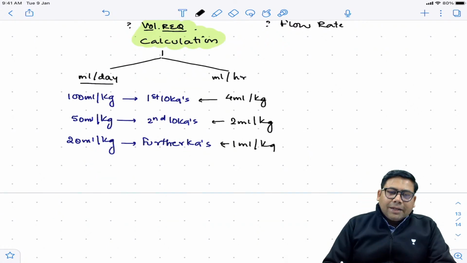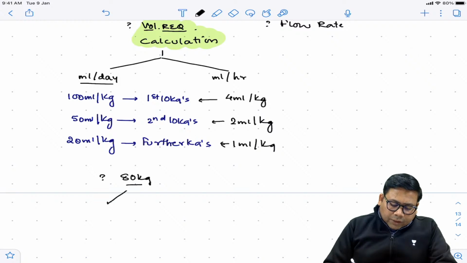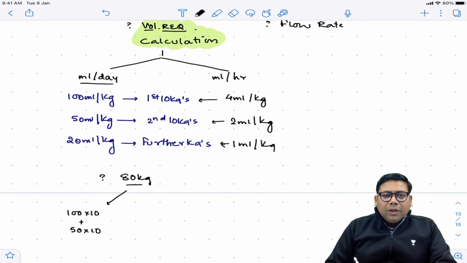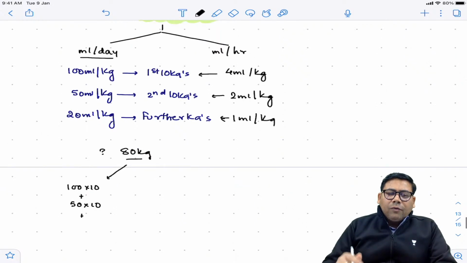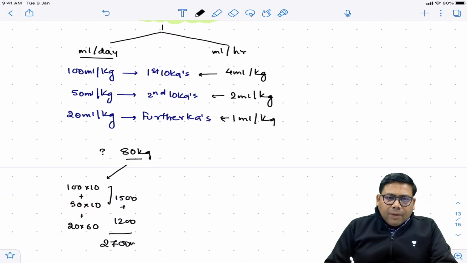Let us take an example: calculating for an 80 kg patient. For the first 10, 100. For the next 10, it is 50. For further kgs, out of 80 you have used 20, so you are left with 60 kgs. 20 into 60. If you total it, it comes out to be 1500 along with that 1200, so 2700 ml per day. This is the per day requirement.